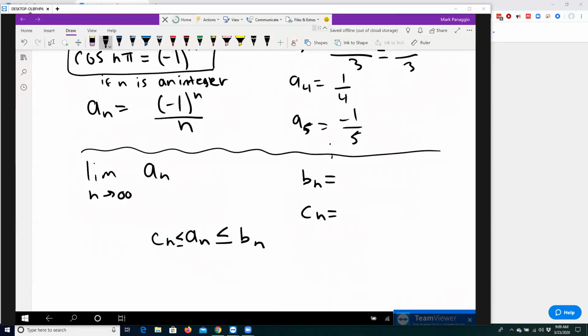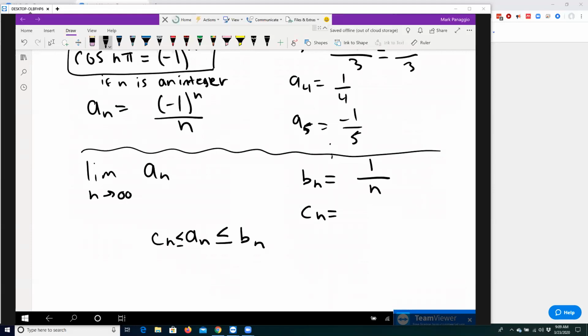Okay? So in this case, notice an either has a -1 on top or a +1 on top. And so the numerator is always less than or equal to 1. The denominator is always just n. And so if I were to just write bn equals 1 over n, then notice the numerator is always going to be bigger for bn than it is for an, or at least I should say at least as big. So that would certainly work. 1 over n is going to be either equal to -1 to the n over n, or it's bigger.